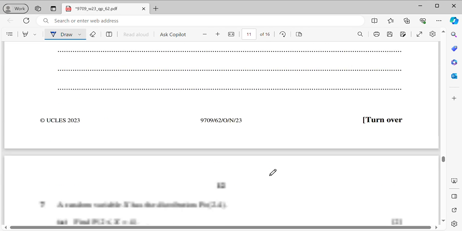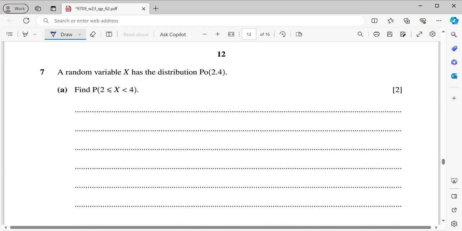Okay, now next question, number 7. A random variable x is Poisson distributed with lambda, or mu, equal to 2.4. Now calculate this probability, P(2 less than or equal to x less than 4). Alright, therefore this is the same as P(x equals 2) or P(x equals 3).